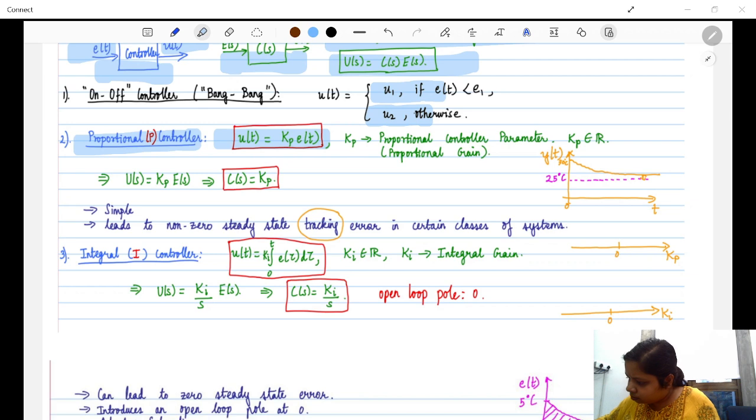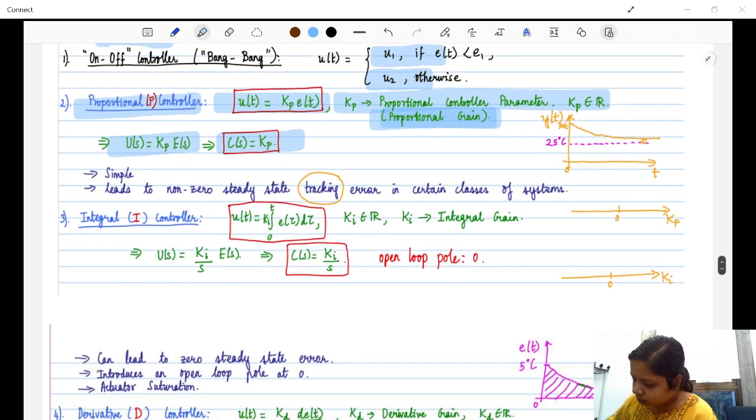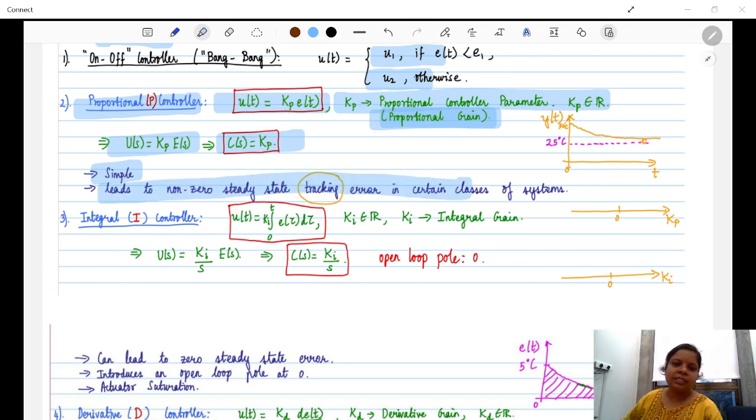So kp here is the proportional gain. US here is kp into es, where cs is equal to just kp. It is going to be gain and nothing else. So it is a very simple controller, and it leads to non-zero steady state tracking error, because for reducing the steady state error to zero, we have the integral controller. Okay, so we'll see that here.